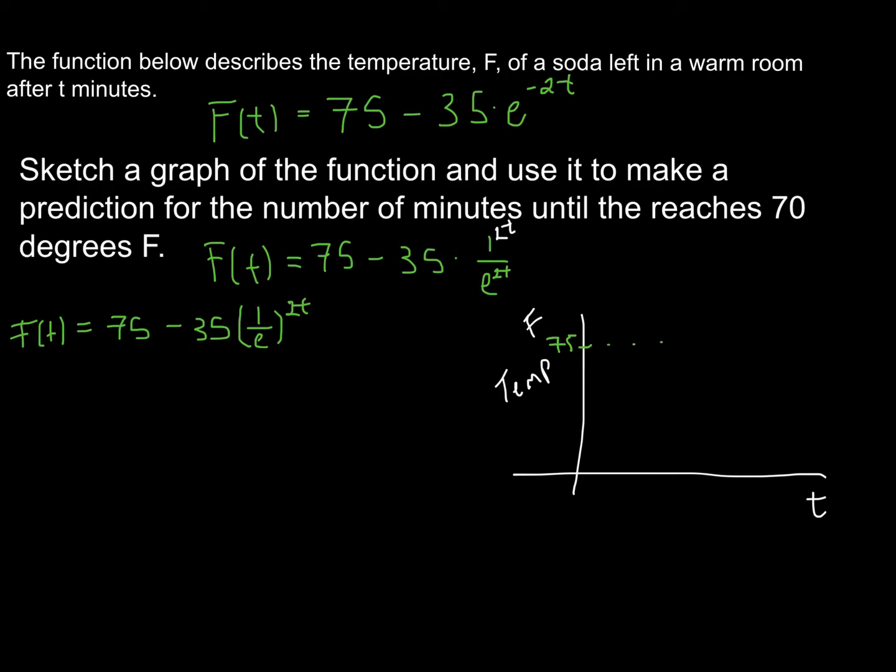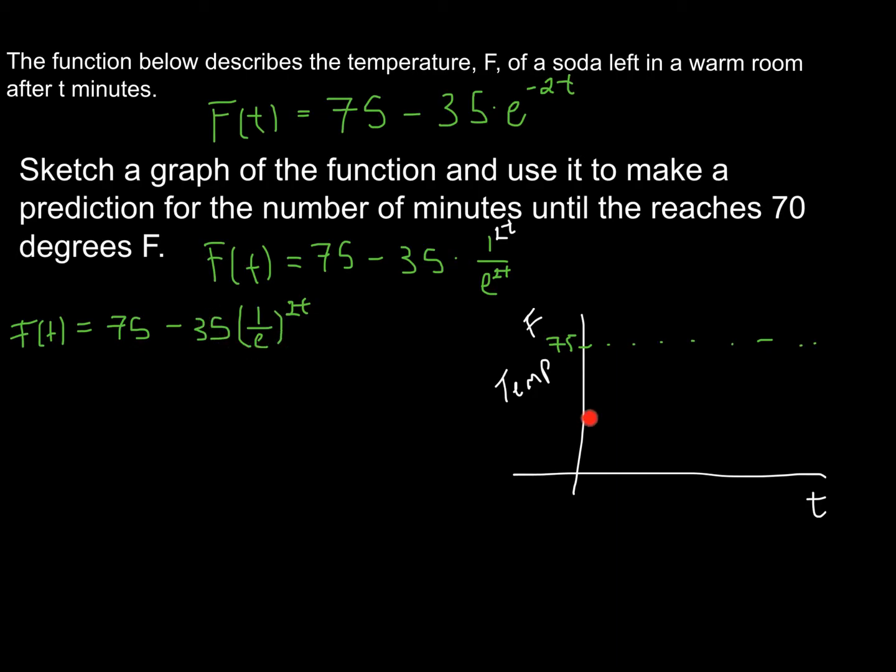It should never pass 75. So what we want to think about is that our temperature is going to start at some initial value, and as we talked about earlier, the temperature is going to increase, right? And it's going to increase and increase and increase, but it's not going to ever pass 75. Why? Because I have a number less than 1 being raised to a bigger and bigger power, so that's going to make this value smaller and smaller, but it's never going to quite be 0.